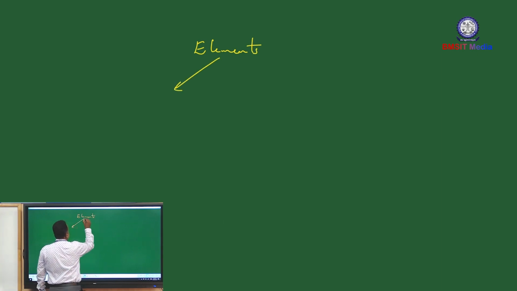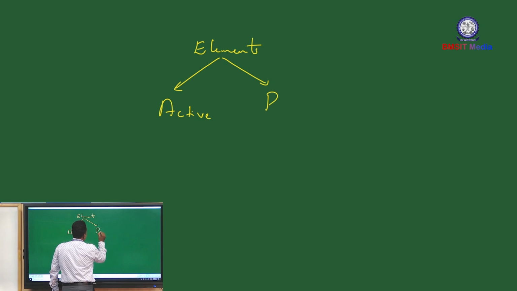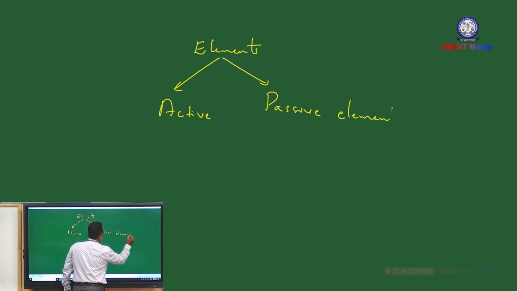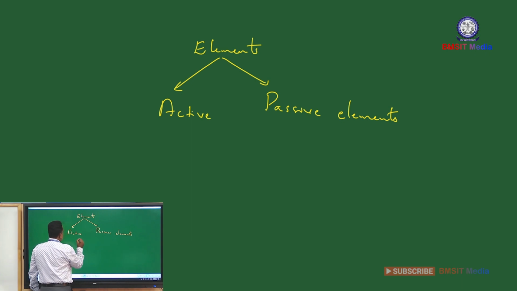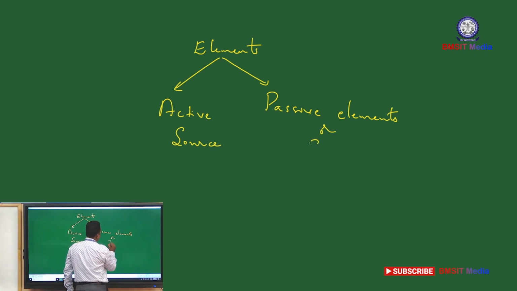Basically we have elements. These elements in electric circuits are broadly classified into two types. One is called active element, and the second one is passive element. Active elements are also called sources. Passive elements are also called sinks.